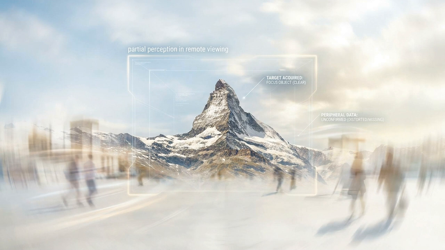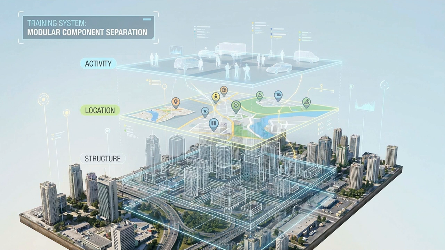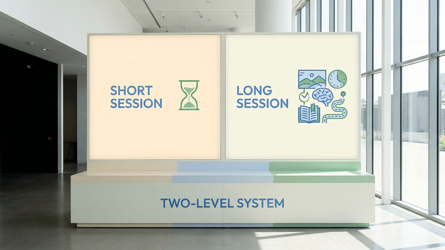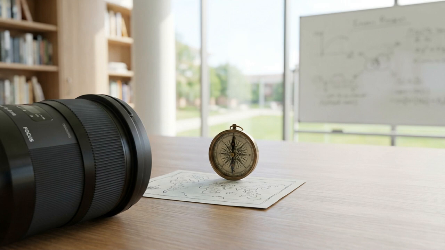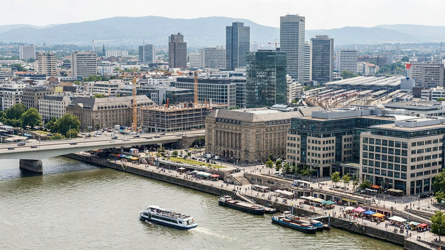So instead of training everything at once, we can break it down. The key idea is to divide both targets and sessions into two levels: short sessions and long sessions. Short sessions are focused on just one element. For example, only location, or only activity, or only shape. You're not trying to describe the whole scene. You're zooming in on a single aspect and training that specifically. Long sessions, on the other hand, are full sessions, complex targets with multiple elements, like people moving through a city or a boat traveling down a river.